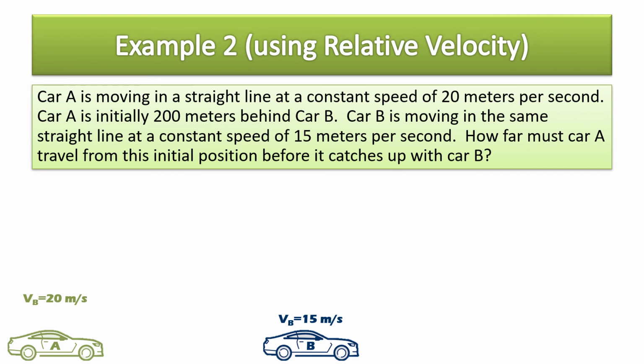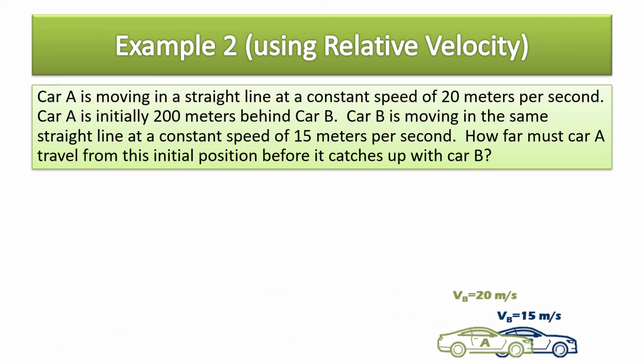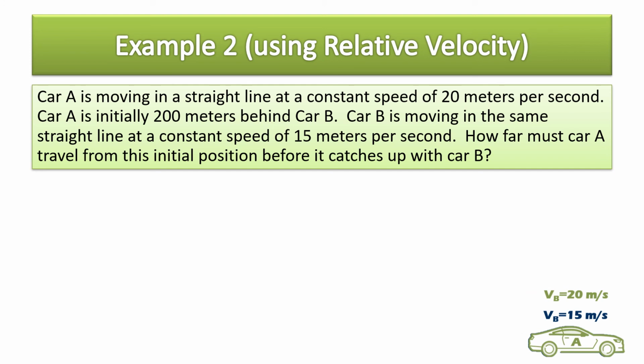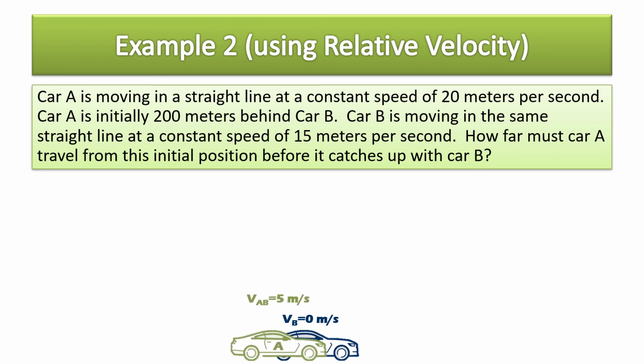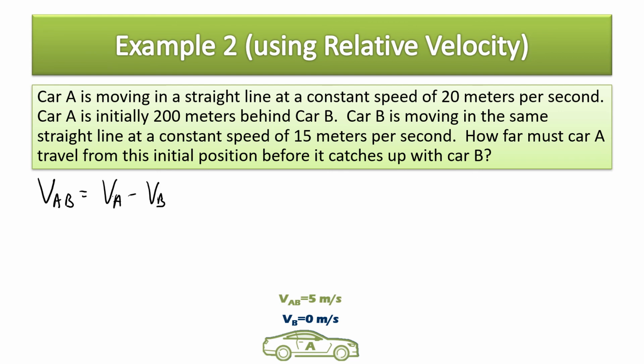So in our example, it looks like that. Car A travels and it catches up to car B. But if we think of the relative velocity, if you were in car B, then everything else seems stationary to you, and car A is catching up to you at a rate of 5 meters per second. You do 20 minus 15 to get that 5 meters per second. So this is what the equation looks like. It's the vector difference. So we could plug in.